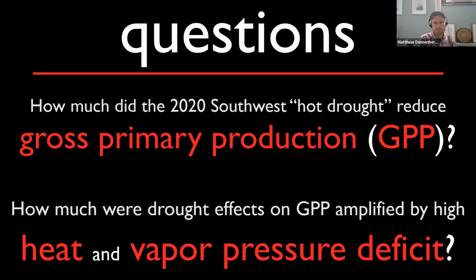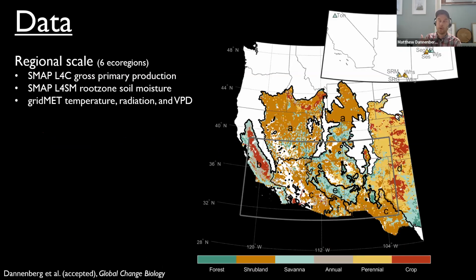And so what we did is we used Soil Moisture Active Passive, or SMAP, satellite gross primary production estimates to do a regional scale analysis. This was kind of the core of our analysis. And so we used that SMAP gross primary production product to estimate the total loss of primary production across the region. And then we used SMAP root zone soil moisture along with gridMET air temperature, radiation, and vapor pressure deficit to figure out how much of that gross primary production change was due to these different meteorological and hydrological drivers.